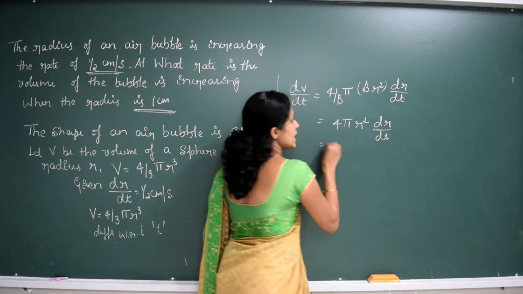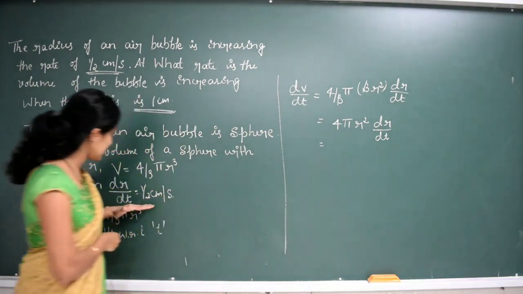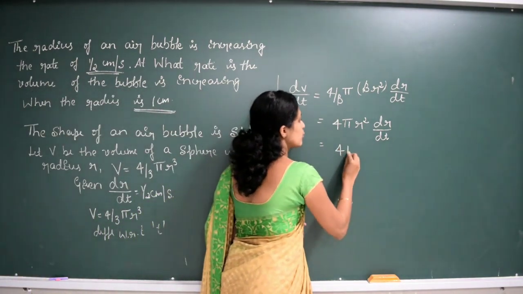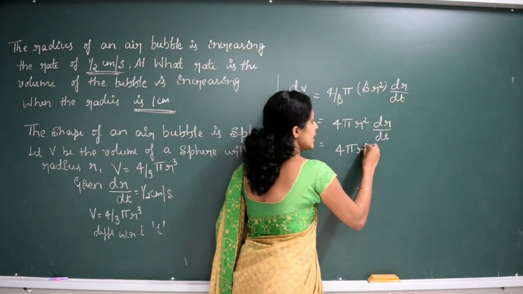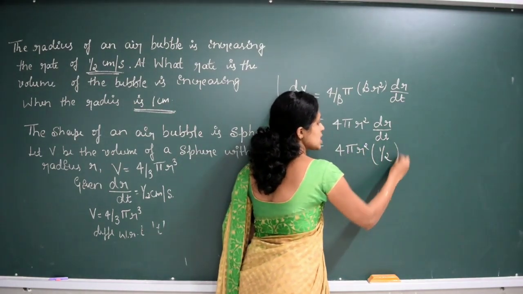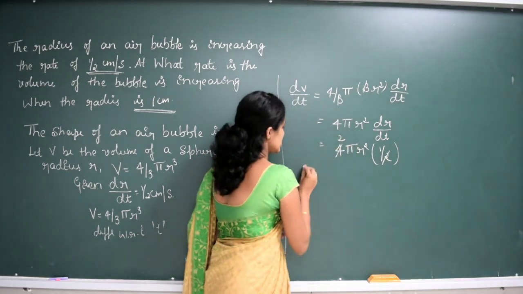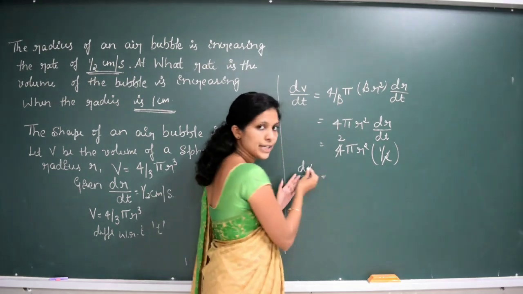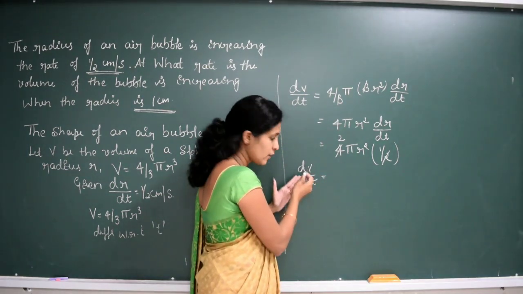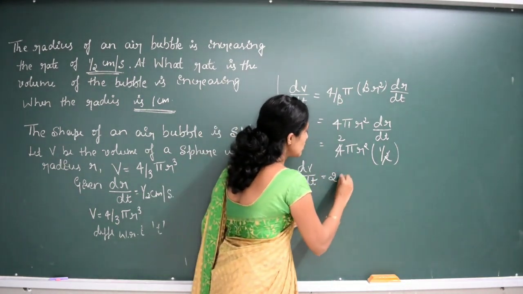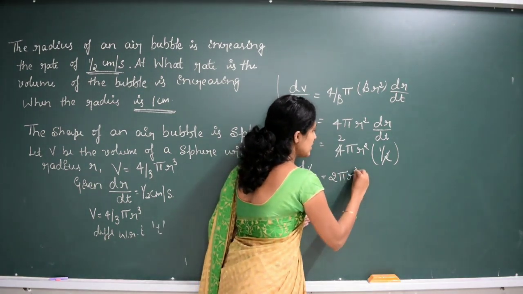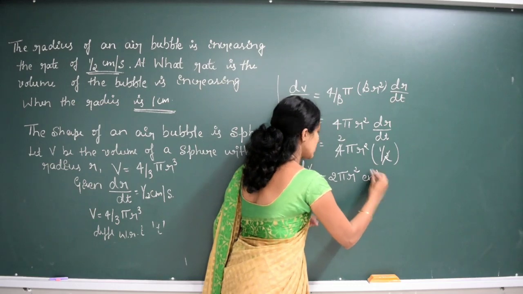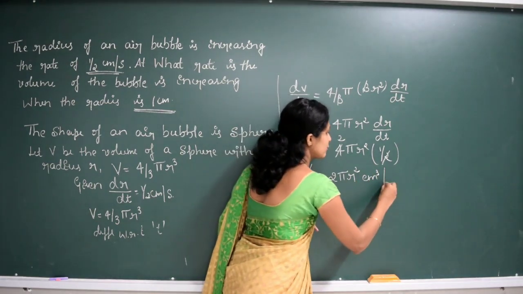And the value of dr by dt is given, right? dr by dt is 1 by 2. We'll substitute this. So this will be now 4 pi r square into 1 by 2, so that I can cancel 2 and 2. So dv by dt, the rate of change of volume of a sphere with respect to time, is equal to 2 pi r square. Volume is in centimeter cube, right? Volume of a sphere is in centimeter cube per time, which is in the form of second.